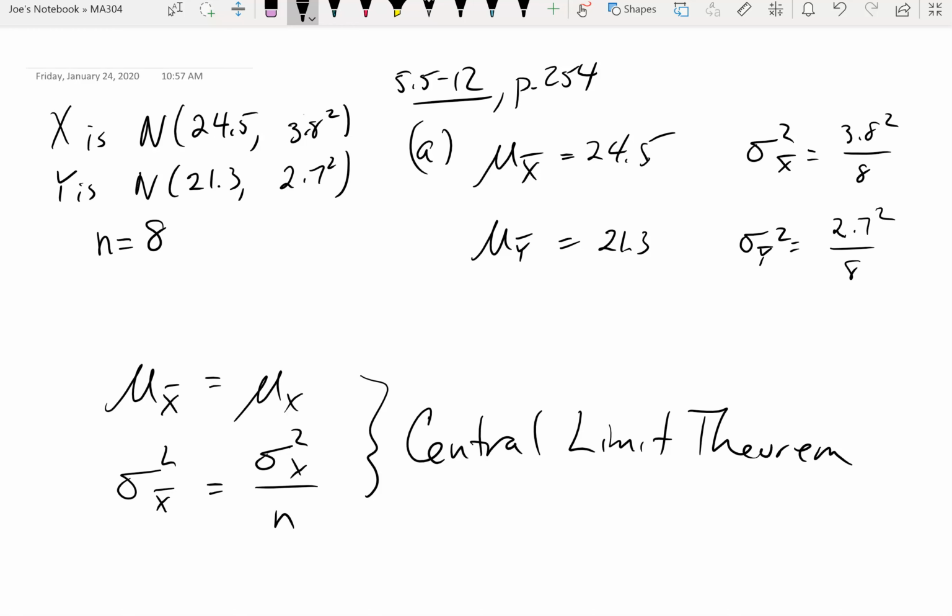Yes, Grace? Why is it that yesterday, when we found the expected value of the sample variance, it was just the variance? I thought I went through it. But why isn't it the same as this? Because I'm not doing the sample variance of x here. This is the actual variance of the distribution of the sample means.